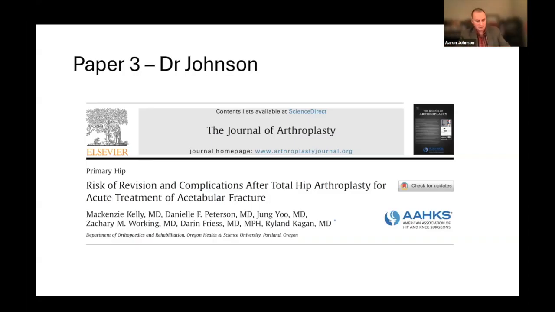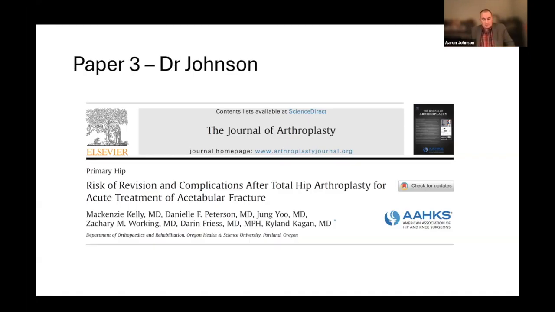And so this is another database study. They used a different database, but their primary aim was to determine the risk of revision after total hip treatment of acute acetabular fracture, through what they called a robust National Administrative Claims Database. And the second aim was to evaluate the risk of major surgical and medical complications, including the association with demographic and comorbidity characteristics. All right.